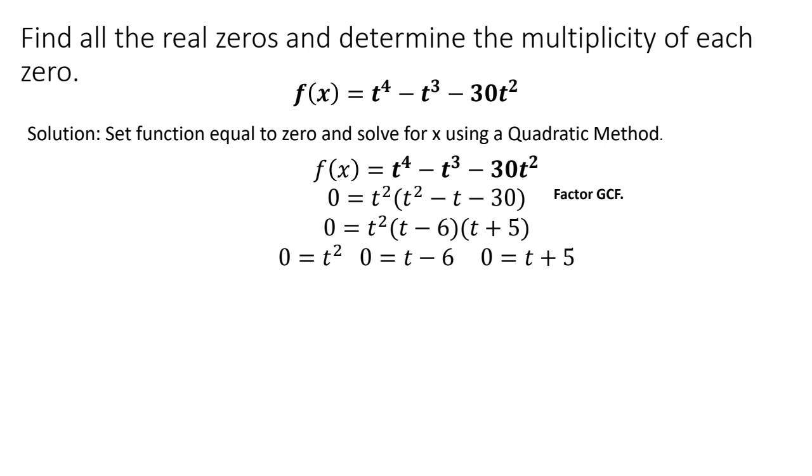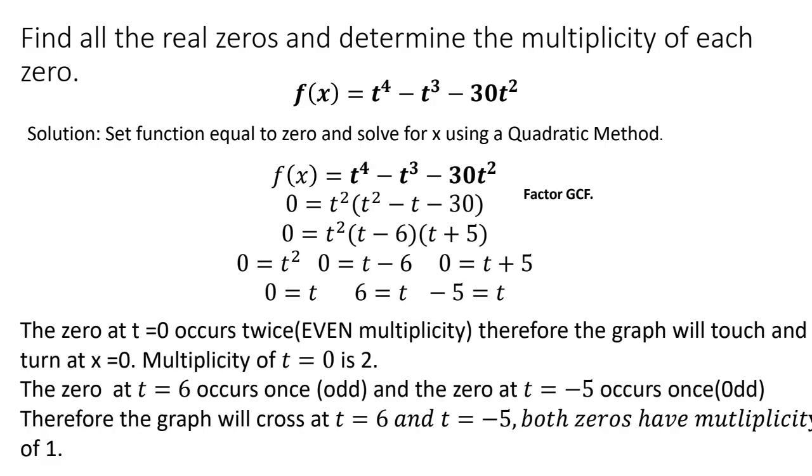Again, I'm going to use my zero property that says when I'm multiplying numbers, the only way that my answer is going to be 0 is if either t squared is 0, or t minus 6 is 0, or t plus 5 is 0. Yes? So again, hopefully you see here, take the square root of both sides. This is a double 0. Here, what value would I put for t that would give me 0? Well, if t is 6, 6 minus 6 will give me 0. And what value for t can I put here that would give me 0? Well, if t is negative 5, negative 5 plus 5 is 0.